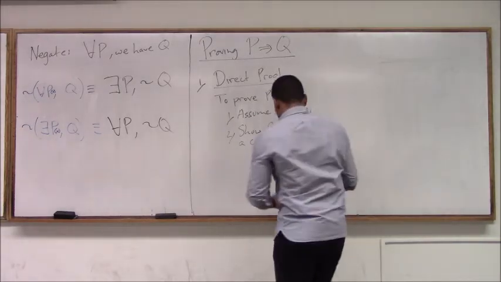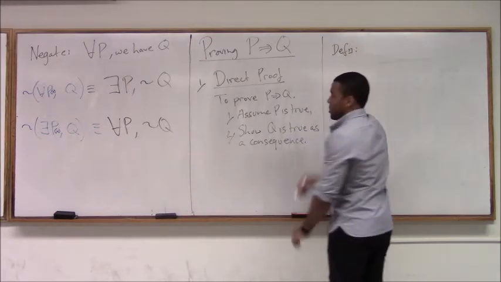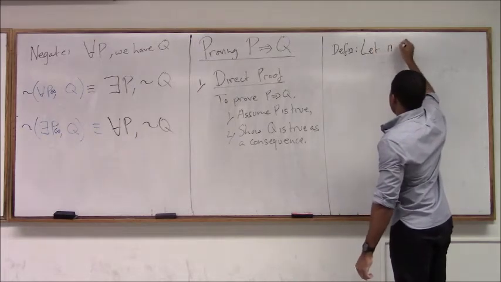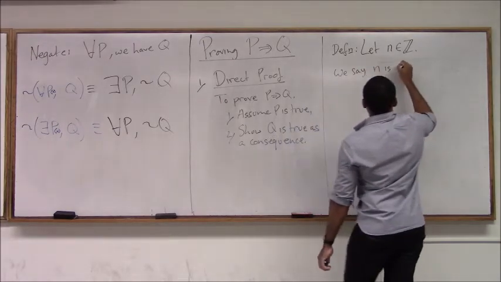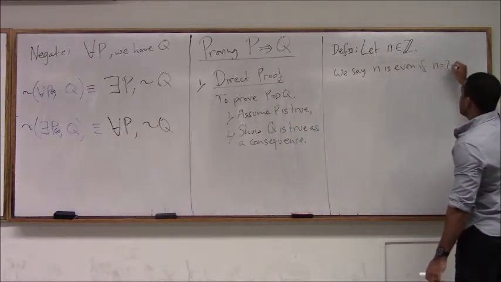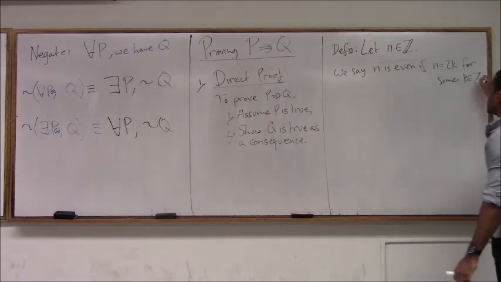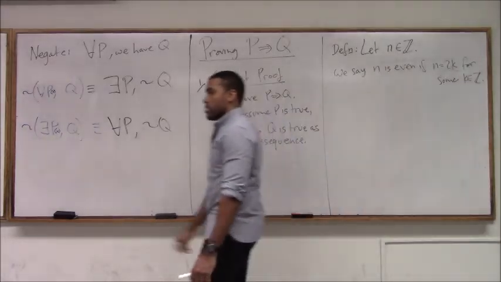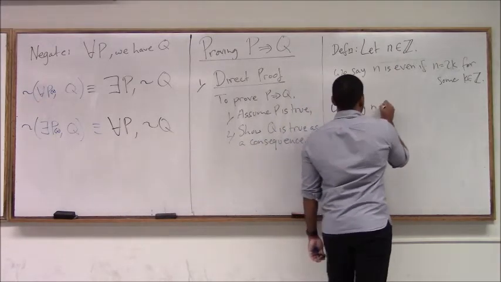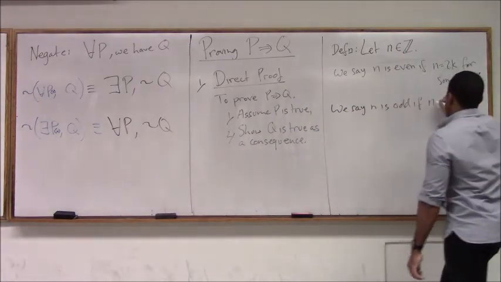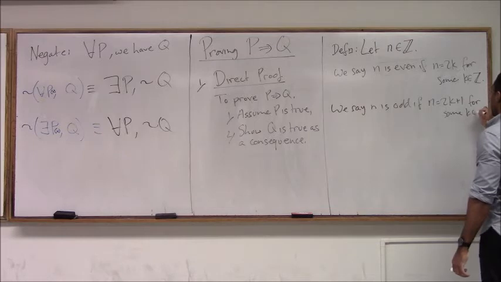Let's do an example. I'm going to define something for you. Let n be an integer. We say n is even if n is equal to 2k for some k an integer. I just defined for you what an even integer is. It's just the double of some other integer. We say n is odd if n is equal to 2k plus 1 for some k an integer.